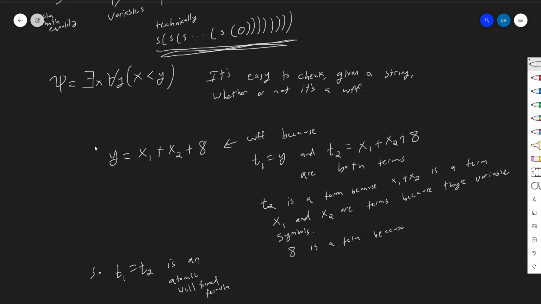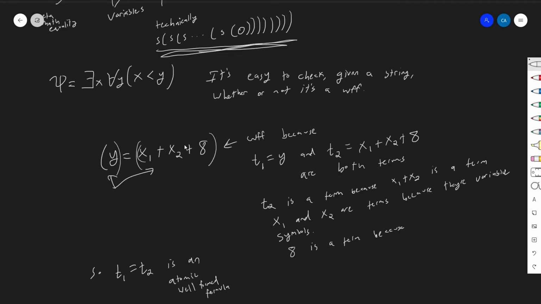I look at the outer form of this thing, right? What do I have as the outer form? I have this thing and this thing with an equal sign. Okay, so this is a well-formed formula if and only if these two things are both valid terms, and so I have to check that these are both terms. Okay, this is a term, obviously, because it's a variable symbol. This is a term, and I have to go there.